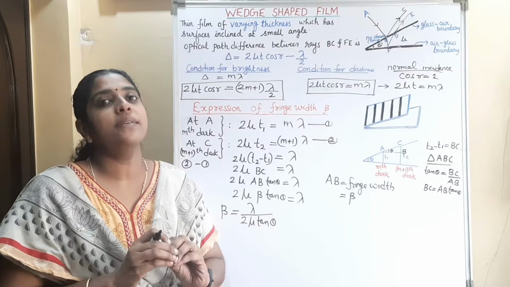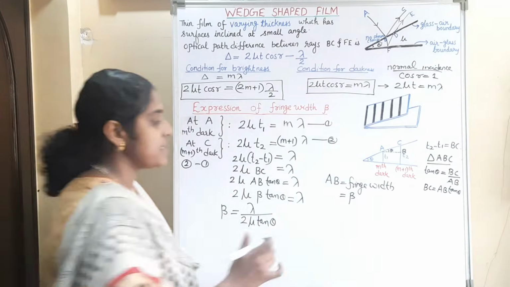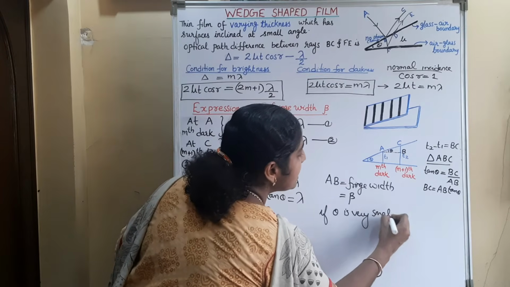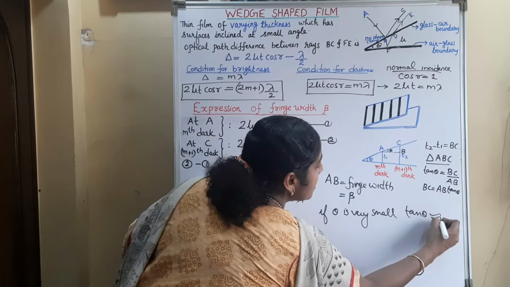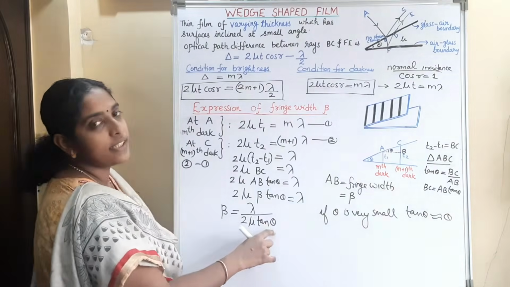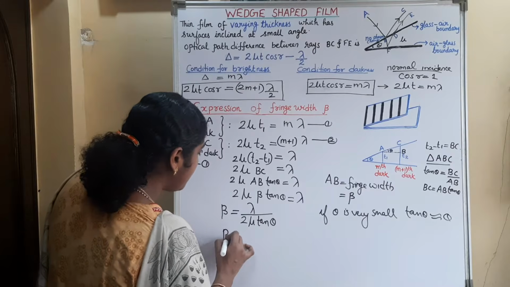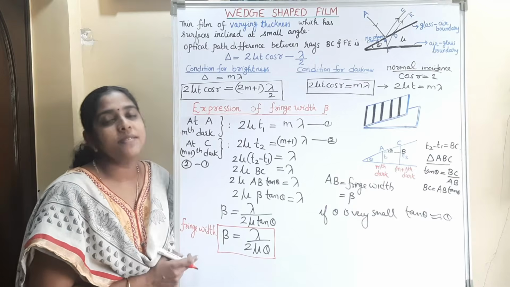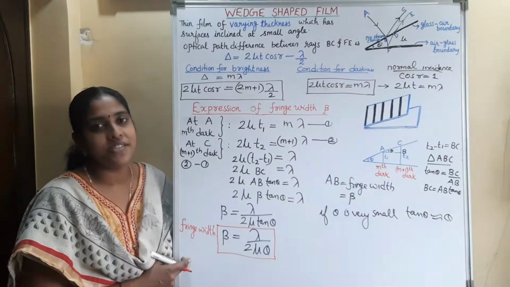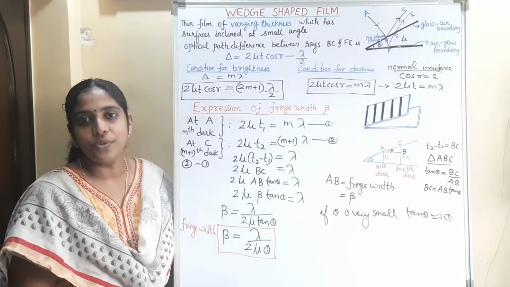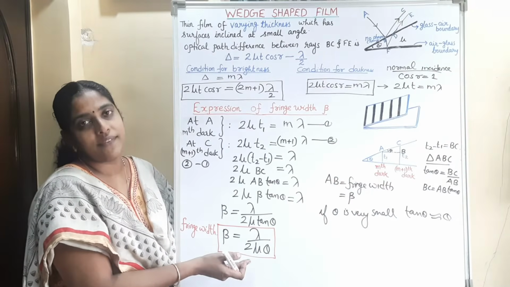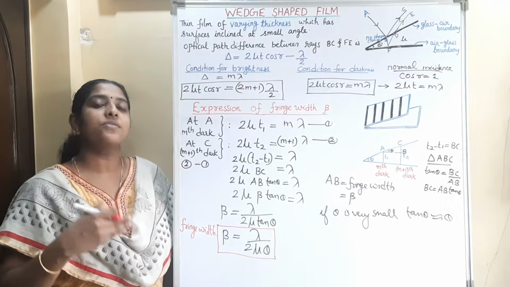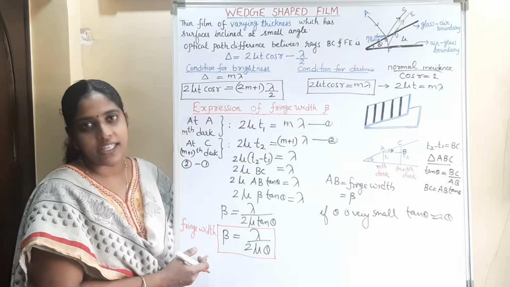Usually for a wedge-shaped film, the angle of wedge, theta, is very small. So if theta is very small, then tan theta is approximately equal to theta. So the fringe width beta is equal to lambda by 2 mu theta. This is the expression for fringe width beta in the case of wedge-shaped film. That is, it is directly proportional to the wavelength of light used and inversely proportional to the angle of wedge. So if theta becomes smaller, the fringe width increases.